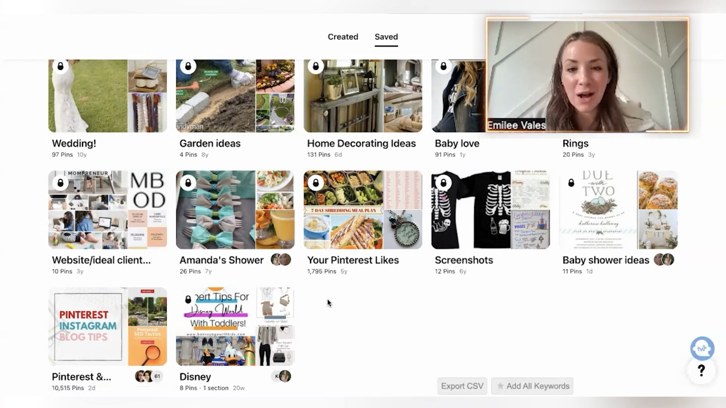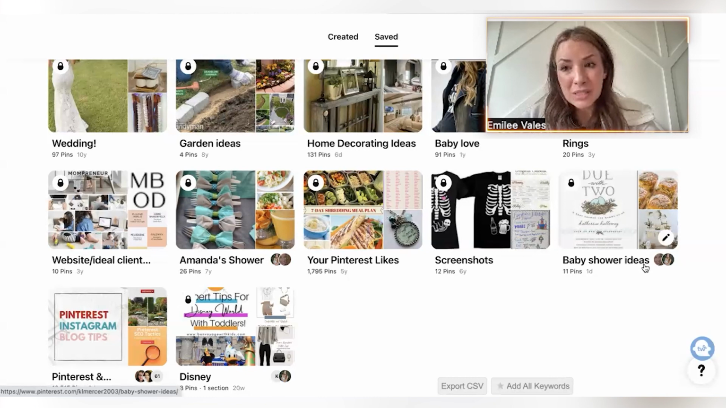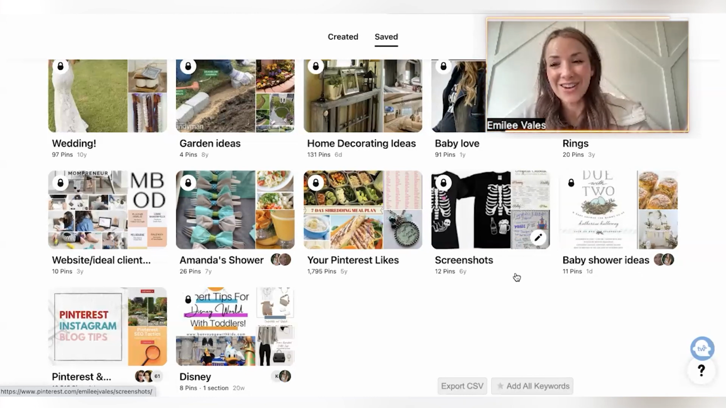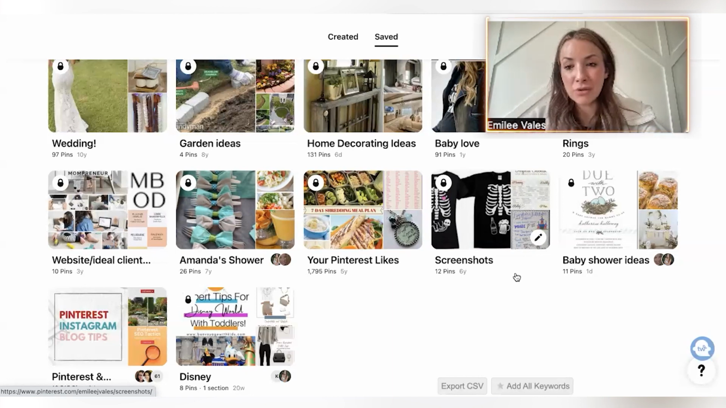So Pinterest figured this out. They kind of put the kibosh on that, and they really stressed to business owners to be utilizing group boards for what they were created for. Small group collaborations, not hundreds of people on a group board, but this one, baby shower ideas, it was literally just me and my sister, and we were planning a baby shower for our other sister. That is the way that Pinterest intended those group boards.